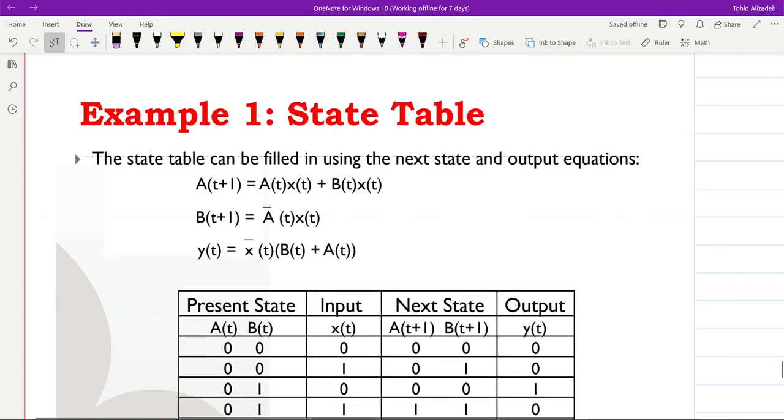Here we have the same sequential circuit for which we have obtained the expressions for the next state variables and for the output referring to the circuit diagram. Now we are going to form a state table for the same circuit.